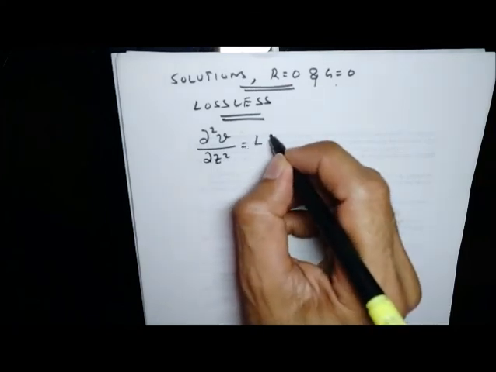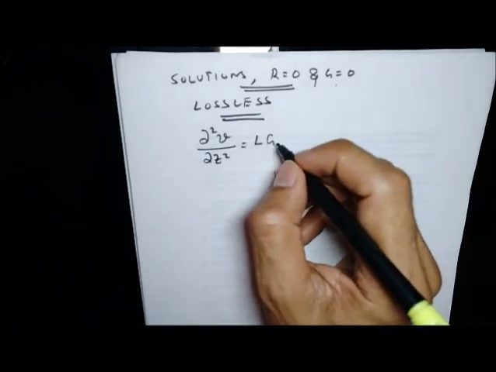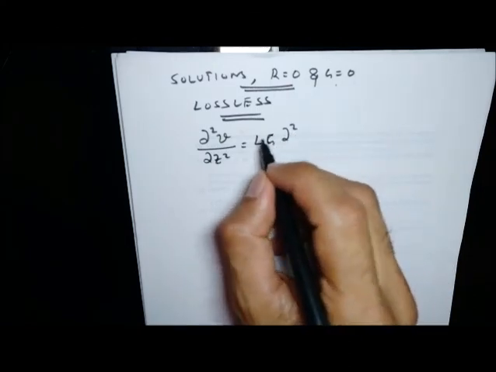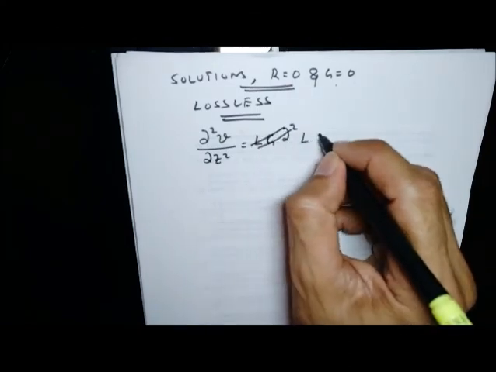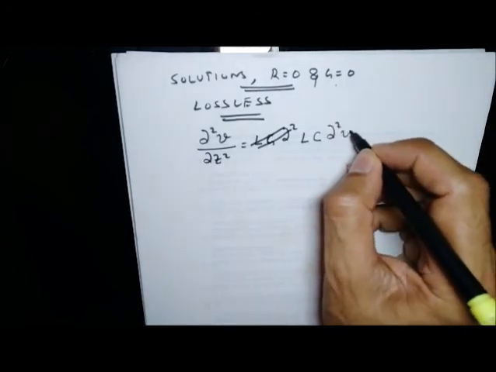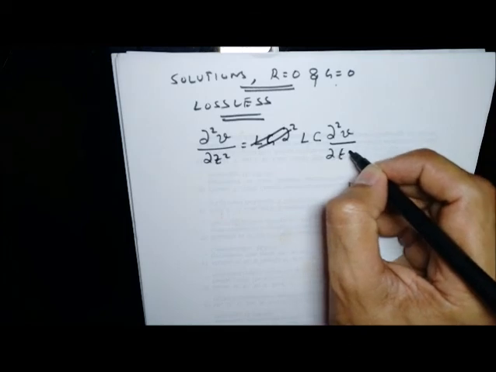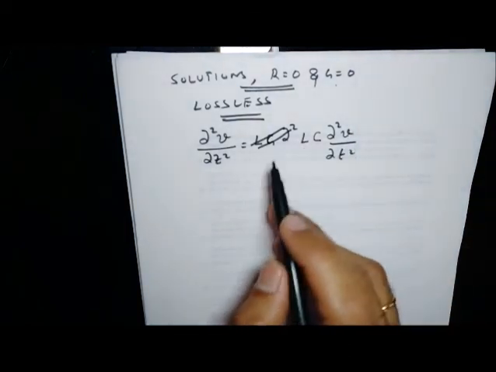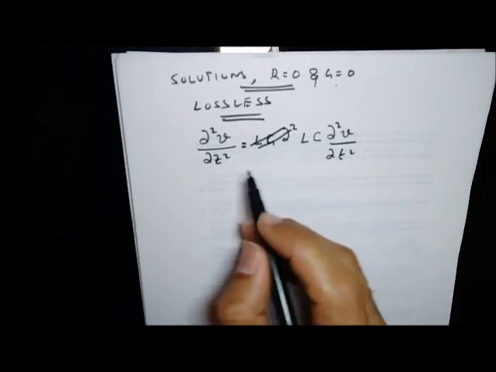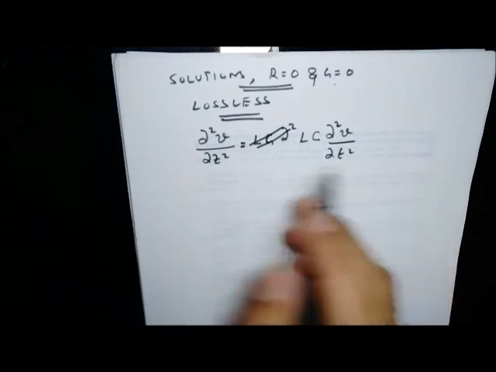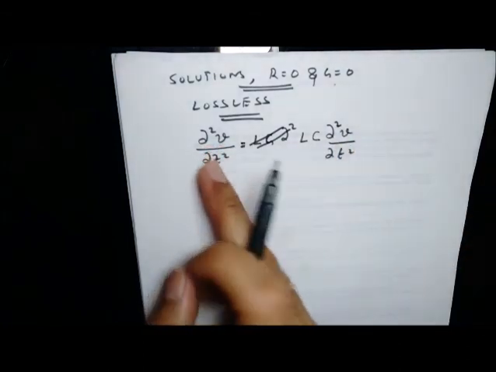So I'll take the voltage equation first. It is LC, just LC, it is not LG, it is LC, del square V by del t square. So I can see, in fact, it starts to look more like a wave equation now. This is the differential equation which describes the evolution of voltage with respect to z.